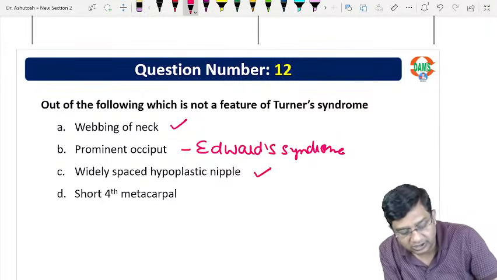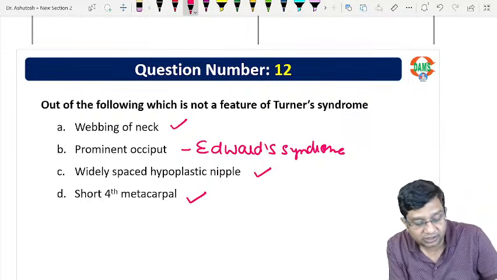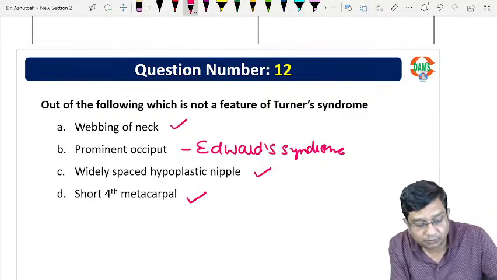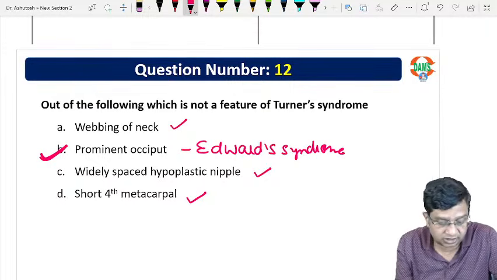Right? Widely spaced hypoplastic nipple, short fourth metacarpal. So all three of these are there. But prominent occiput is particularly not a feature of Turner syndrome.